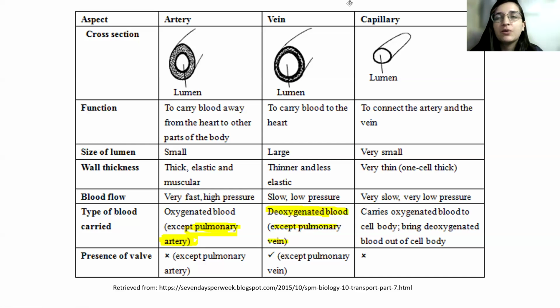Okay, this might be quite confusing, but you will get it eventually. So just remember that carrying blood away from the heart means that the blood has to have oxygen. It has to be oxygenated blood. That's why the heart is pumping it out to the rest of the body through the arteries, right?